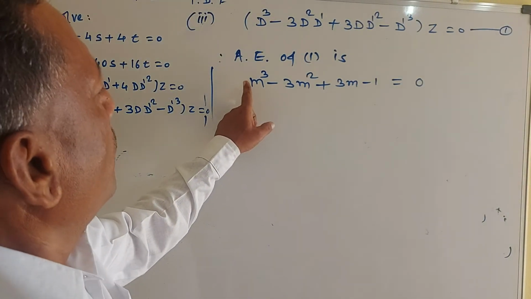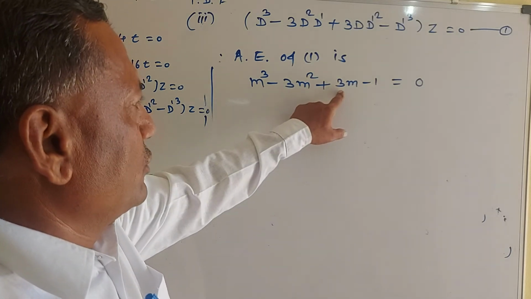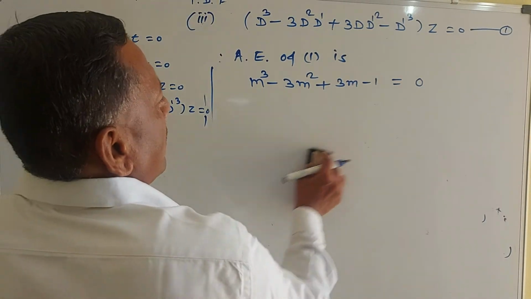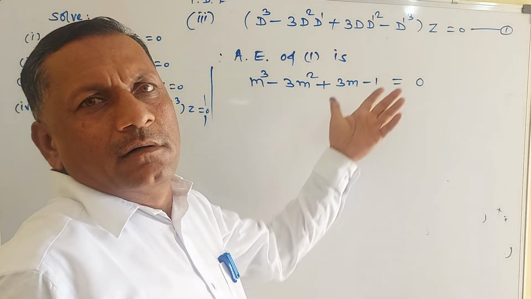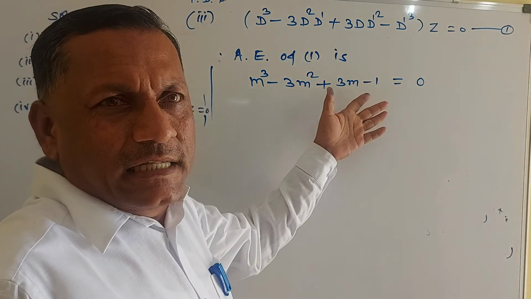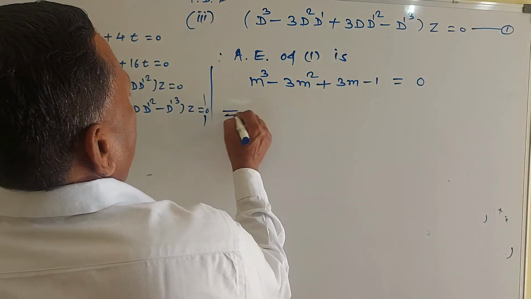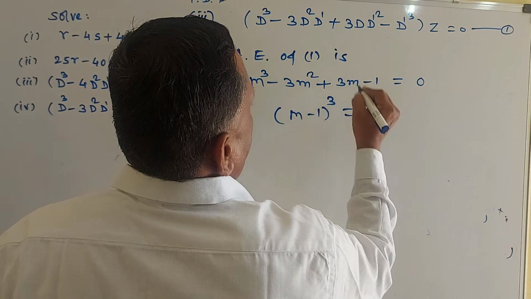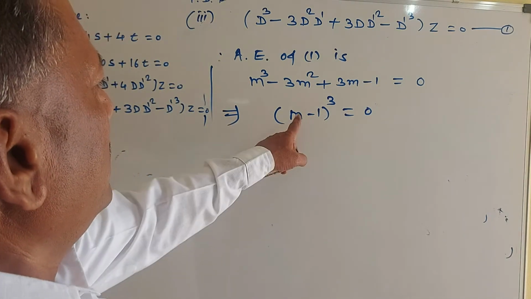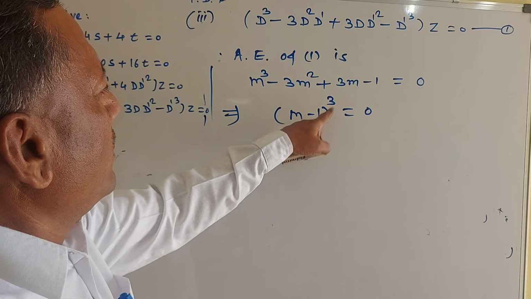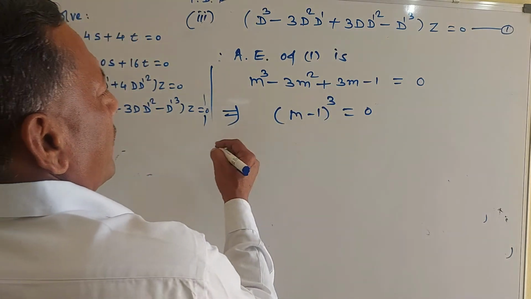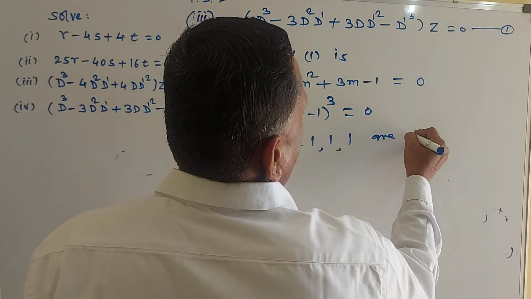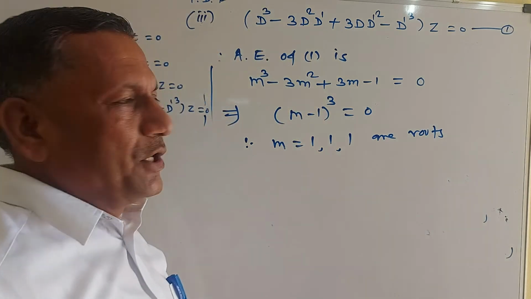Here 1 minus 3 plus 3 minus 1 is 0, which means m is equal to 1 satisfies this equation. Or m minus 1 is a factor, and you can find the other factors by using the synthetic division method. Or directly, this is the expansion of (m minus 1) cube. Now here m is equal to 1, 1, 1 are the roots, which means m is equal to 1 occurs 3 times.